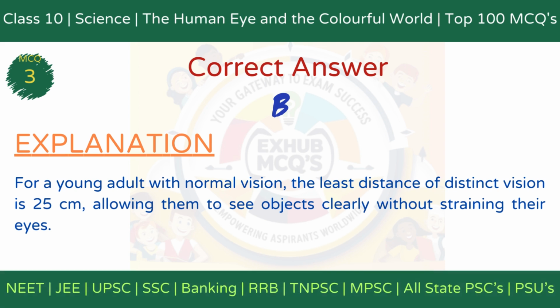The correct answer is option B, 25 centimeters. Explanation. For a young adult with normal vision, the least distance of distinct vision is 25 centimeters. At this distance, the eye can see objects clearly without strain.